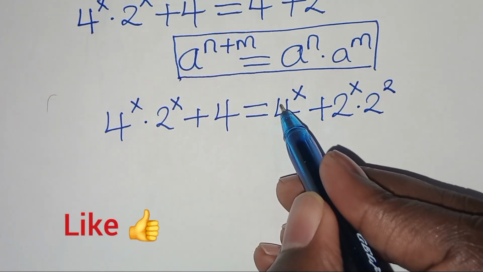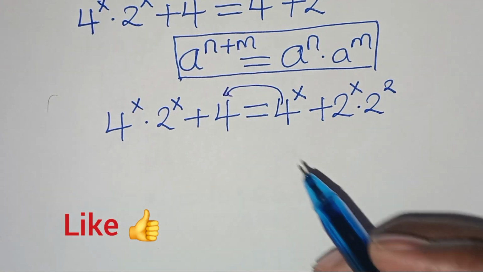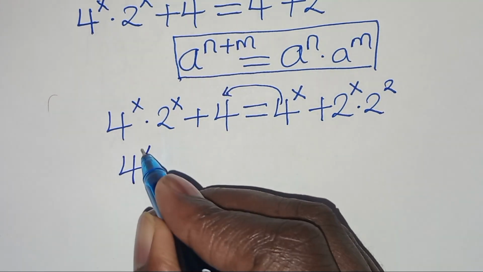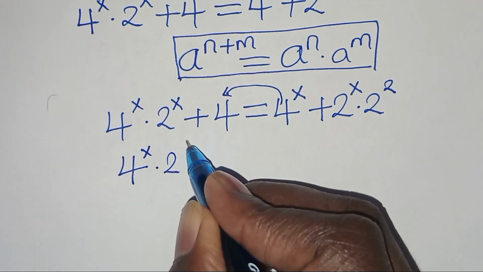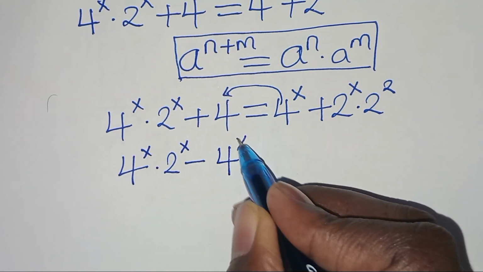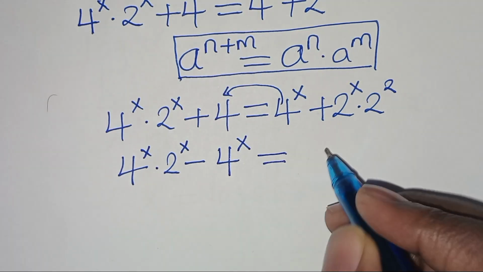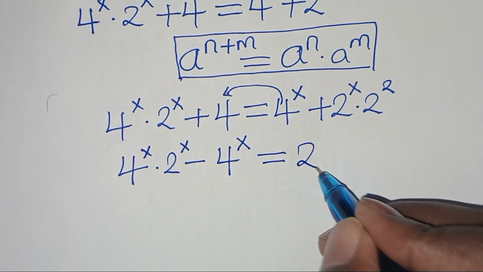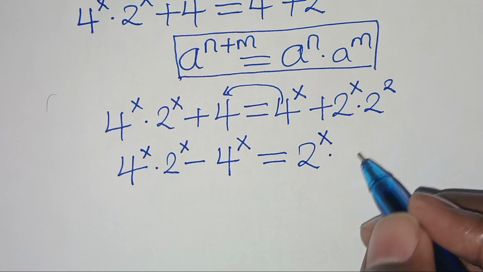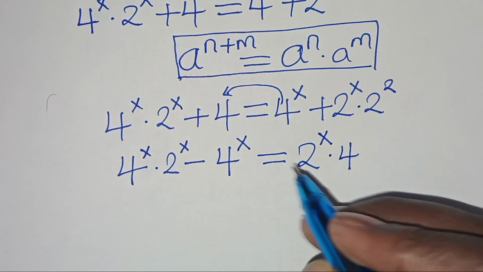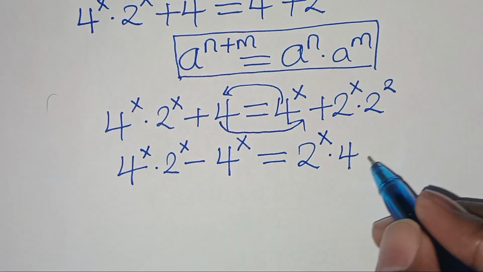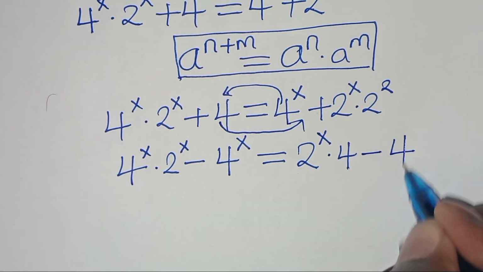So let's take 4 to the power x on the left hand side, so that now here we have 4 to the power x times 2 to the power x, subtract 4 to the power x. This is equal to 2 to the power x multiplied by 2 to the power 2, which is 4. And then let's take 4 on the right hand side, so that now here we have minus 4.